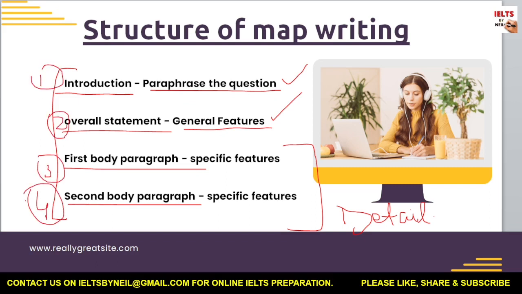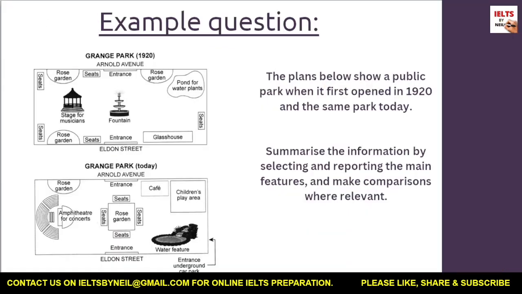Let's take an example of a map, then I think it will be easy to understand. So here is an example that we're going to work on today. This is a map, and this is a question statement. If you read this, it's saying the plan below shows a public park. This is a public park, right? When it first opened in 1920, which is this one, and the same park today, which is this one, right?